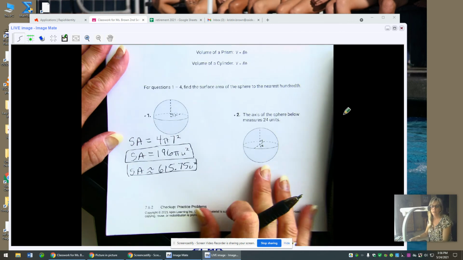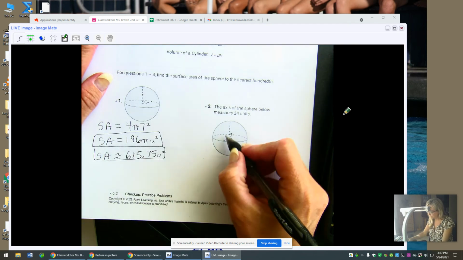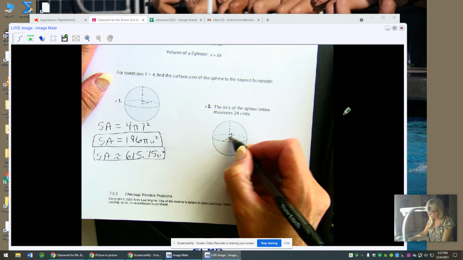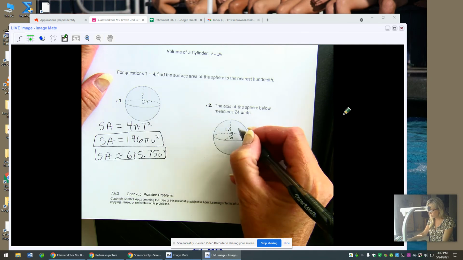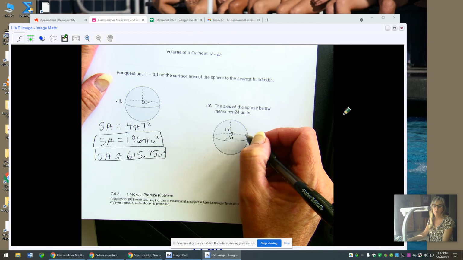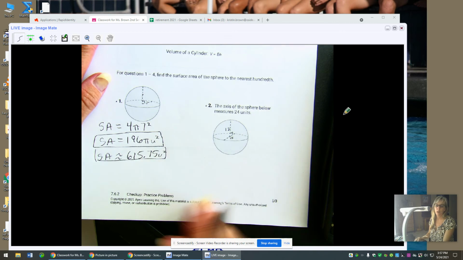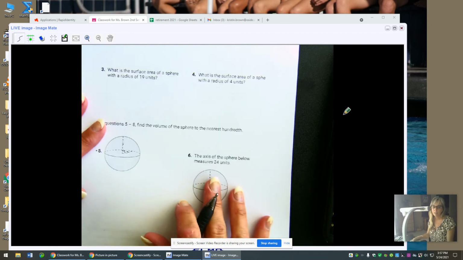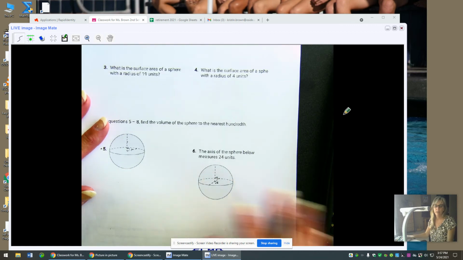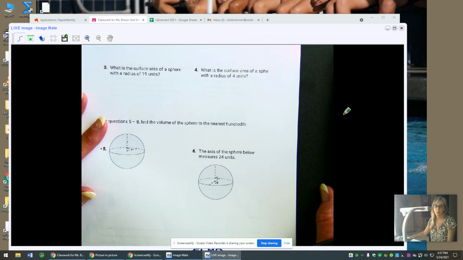All right, not going to do number 2, but notice they give you the whole distance here, the diameter is 24. So we really want the radius, which is 12, half of 24. So you need the radius for number 2. Just don't jump towards 24. Number 3 and 4 are the exact same thing. They just didn't give you an image. That's fine. All you need is the radius of the sphere.